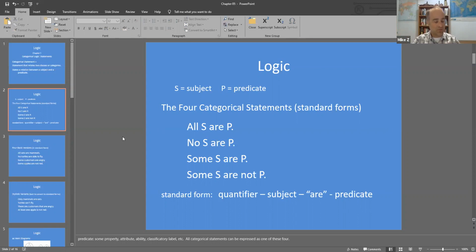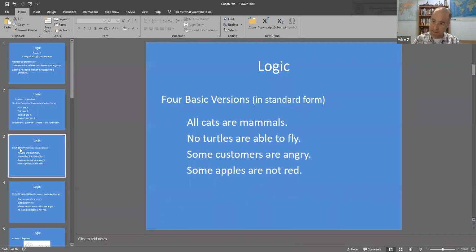All four of the standard forms of the categorical statements start off with a quantifier, then have the subject, then the word are, and then the predicate. Maybe this is obvious, but here are some simple examples. All cats are mammals. No turtles are able to fly, or we might say no turtles are flying things. Some customers are angry. Some apples are not red.